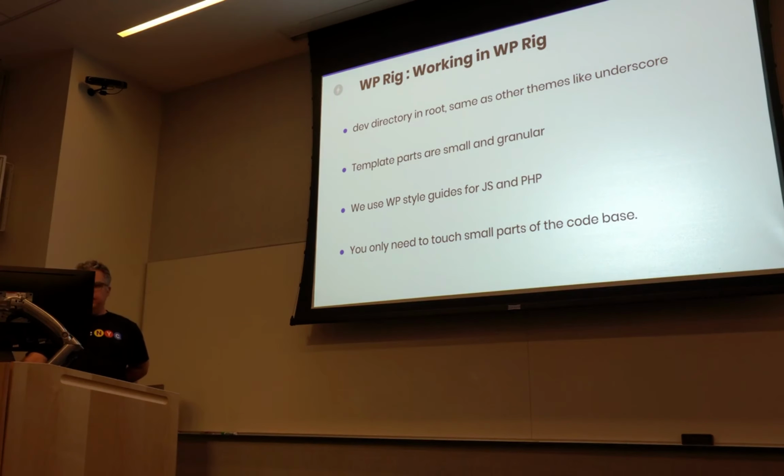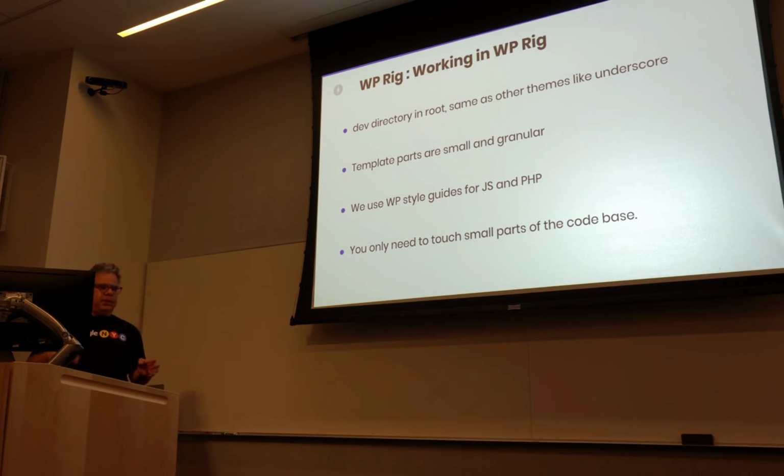The WP Rig 1.0 had a weird development environment that's just basically an artifact of the way the developers were working on it. That's not the case anymore. So it's just the way you would work in underscores or any one of the other theme kits out there. There's no special dev directory. There's no separate build directory.